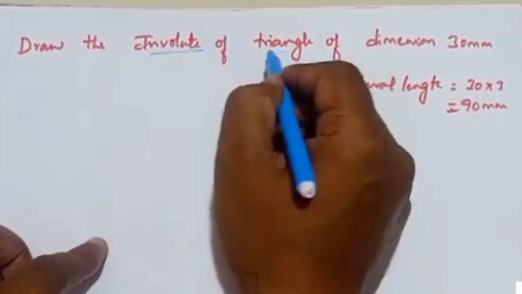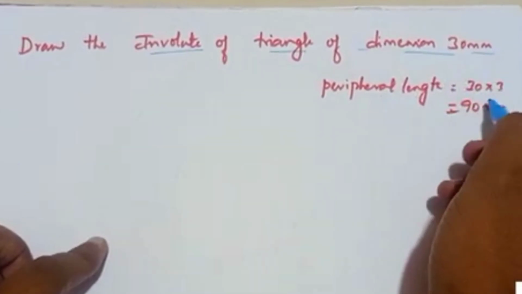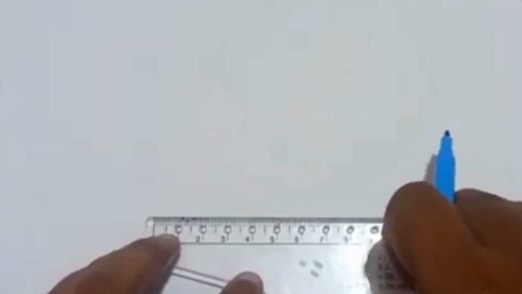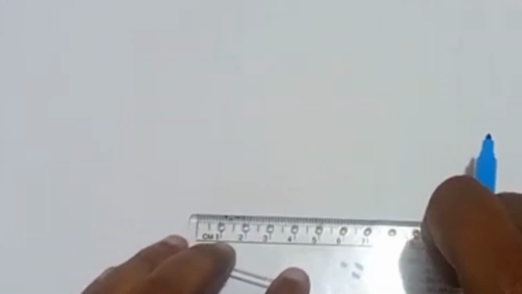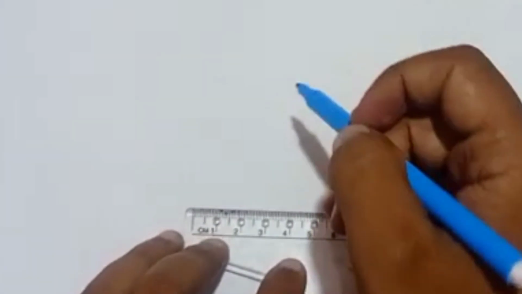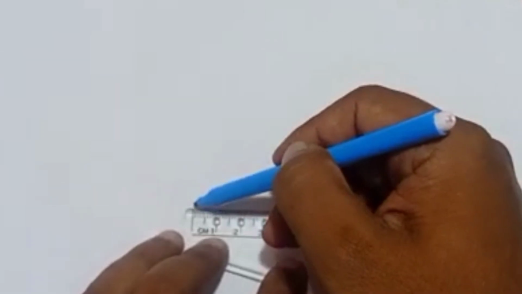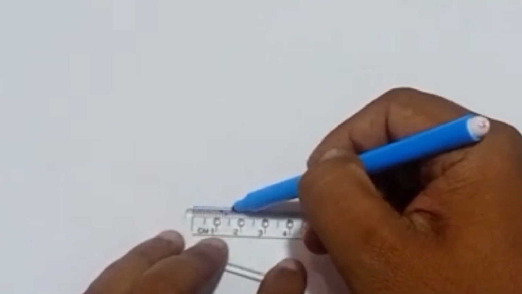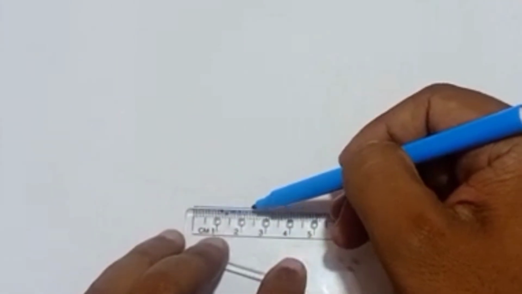Today we are going to construct an involute of a triangle of dimension 30 mm. Initially, I have found the peripheral length: 30 mm times 3 sides, that is 90 mm. First I will be constructing a triangle of dimension 30. Draw one horizontal line of 30 mm.